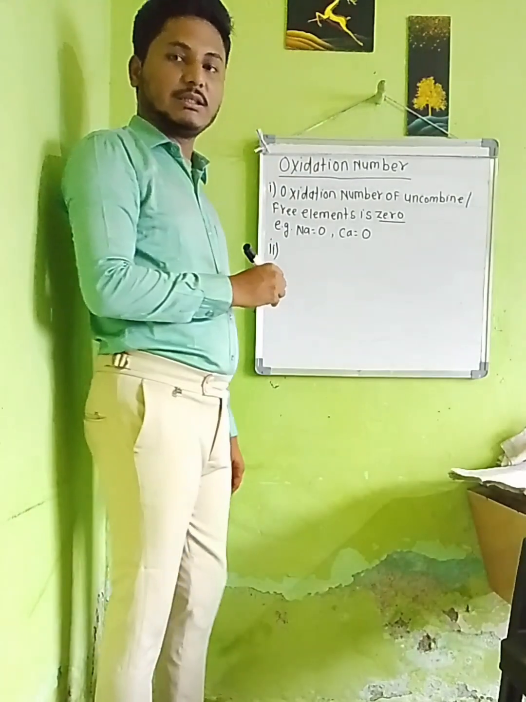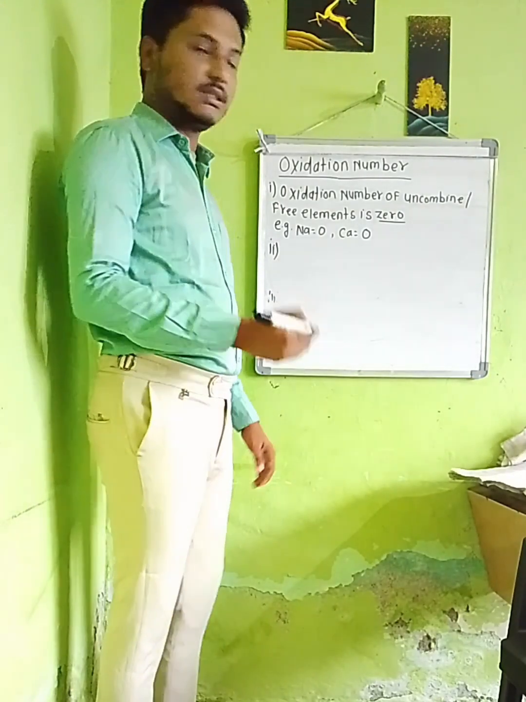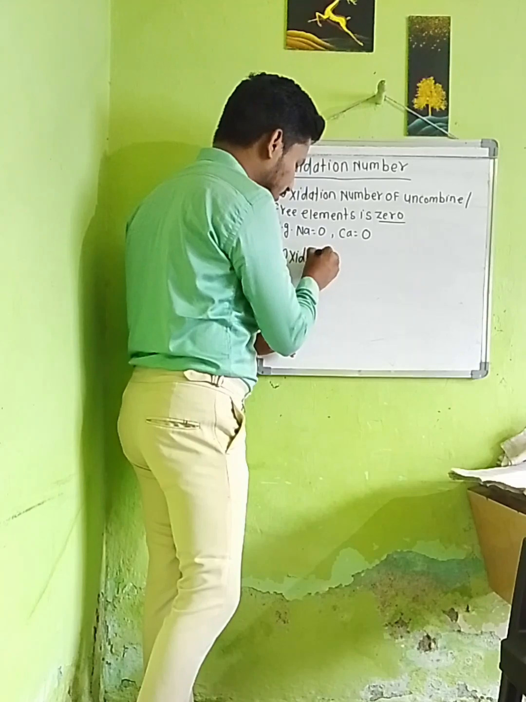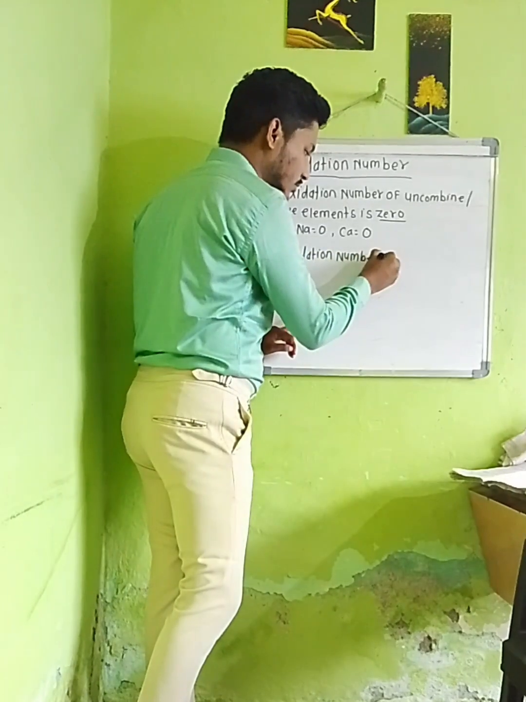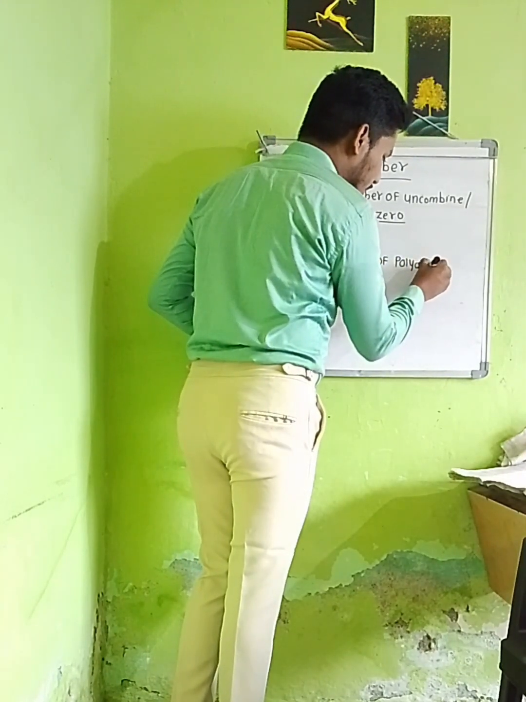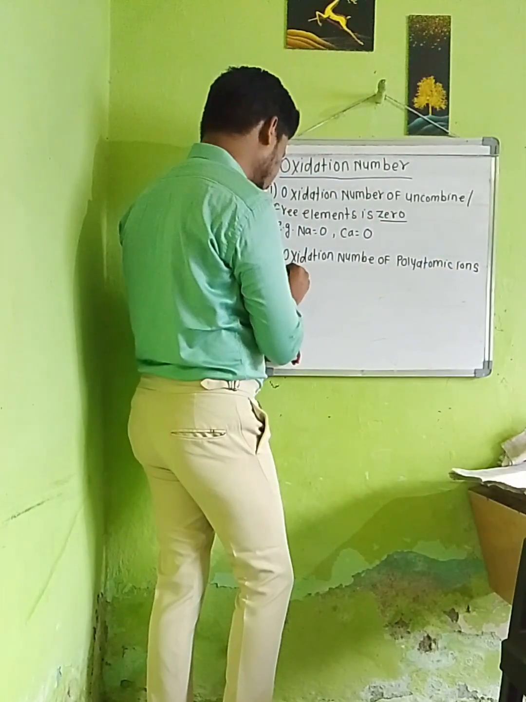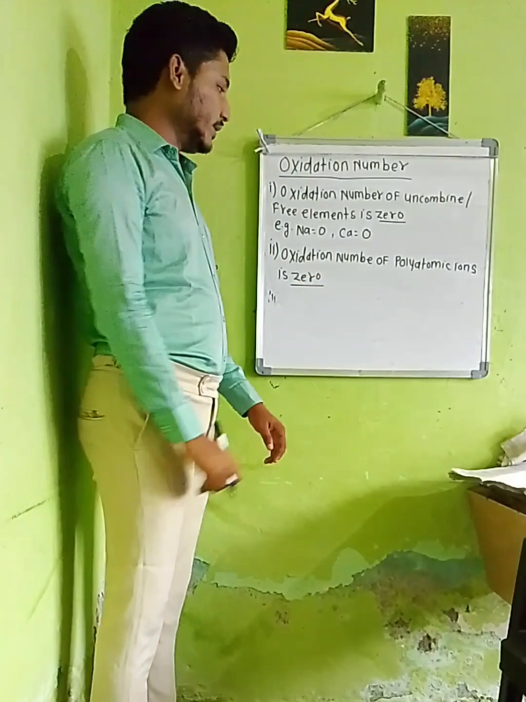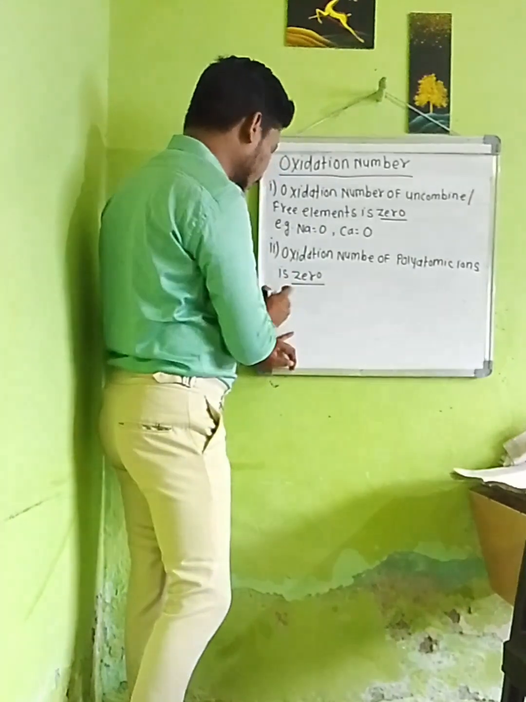Second rule: the oxidation number of a polyatomic compound or polyatomic ion is always 0. The oxidation number of a polyatomic ion is 0. The second rule is that the oxidation number of a polyatomic ion is 0.